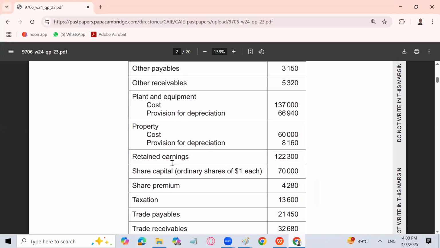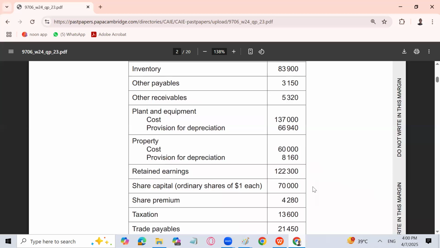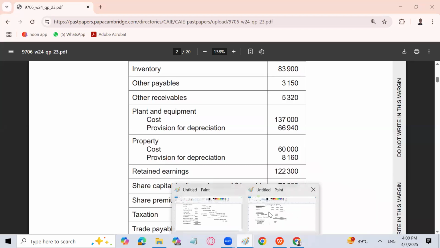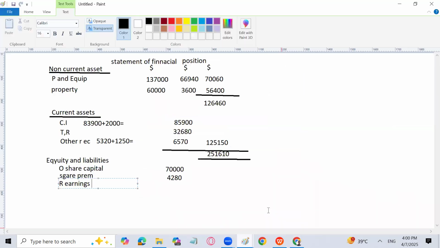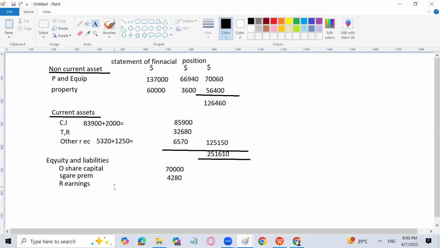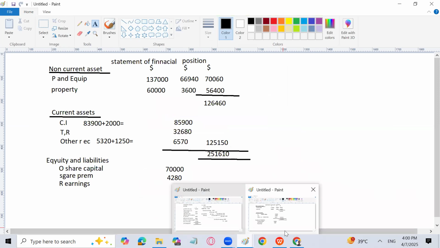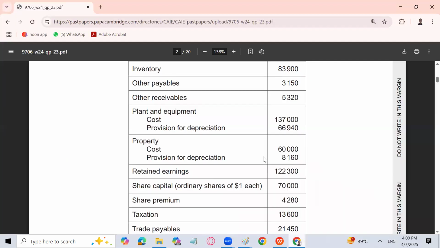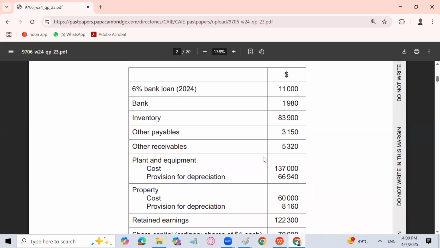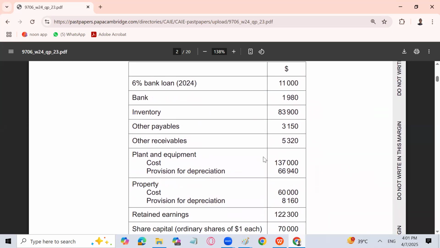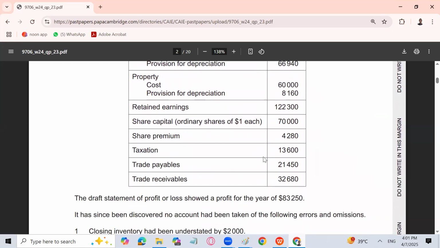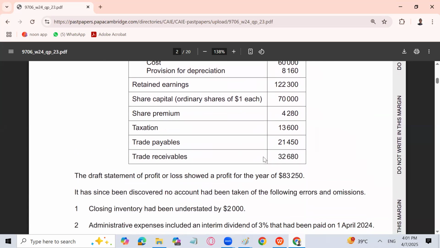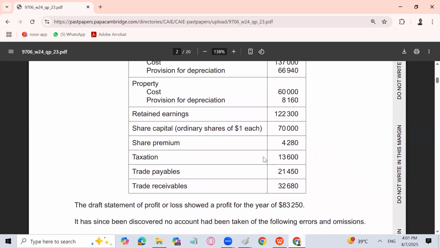Retained earnings are given in the question. Yes, they are given here, 122,300. Right? So 122,300 is the retained earnings. Just a minute. Now that retained earnings is included after profit, I think so. Right? I think retained earnings is given after profit. Let's see, if we do something wrong, then we can adjust it.